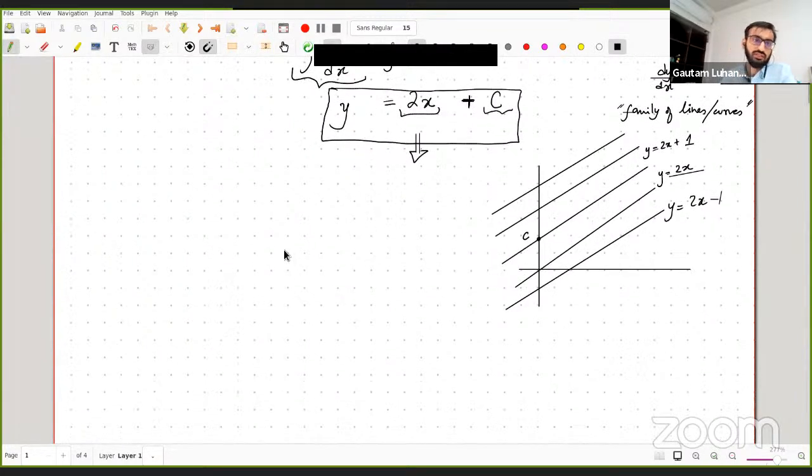And similarly, if we had a slightly more involved equation, let's add in just one more level of complexity, dy by dx equals x. That is, the rate of change of y with respect to x is not a constant, it changes with respect to x as well.